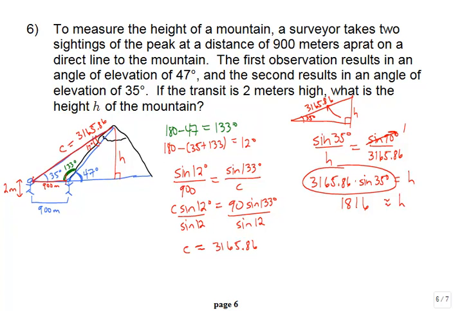Now let's figure out if that's what our answer is. Remember that this person with his or her measuring device was 2 meters off the ground. So the actual height of the mountain isn't just this h, it's this h plus that 2 meters distance from the ground. So all we have to do now is add in that transit height to get our final answer. So the height of the mountain is a total of 1,818 meters off the ground.